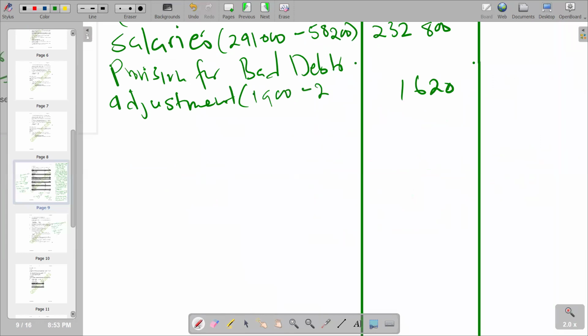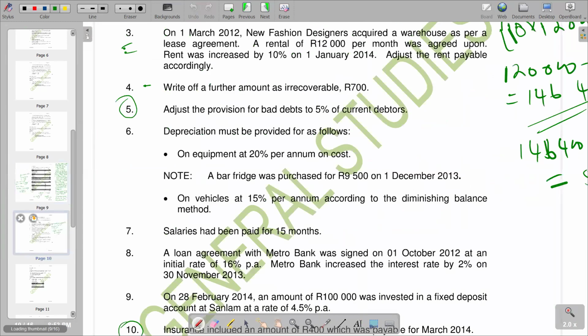1,900 minus 280, and then we get to 1,620. So this is our provision for bad debts. If you go to additional information also, you would see that we also have the issue of depreciation, which is on item 6. Depreciation must be provided as follows: on equipment, 20% per annum on costs. And then we are told that a bar fridge was purchased for 9,500 on 1 December 2018.